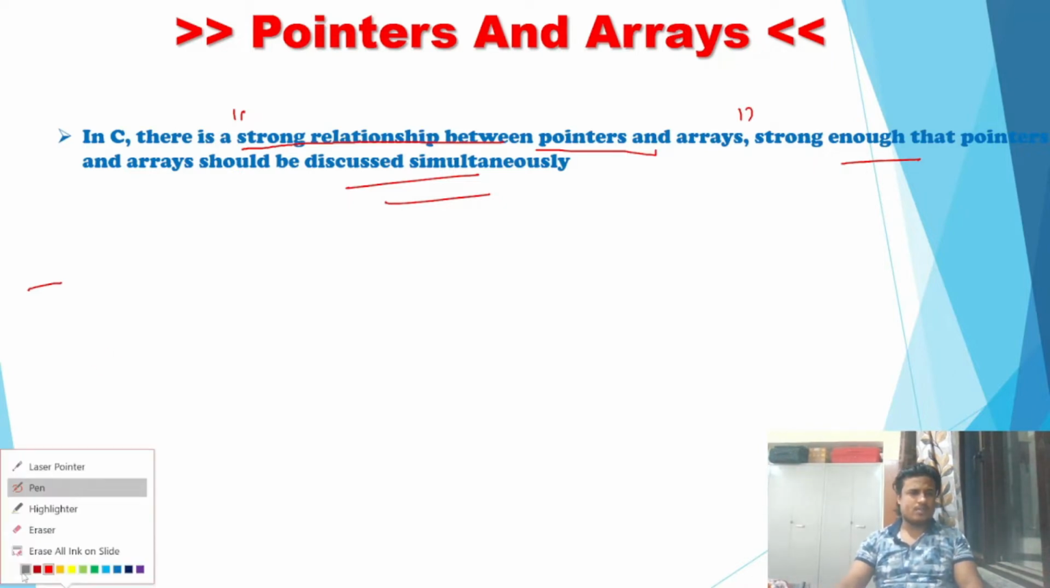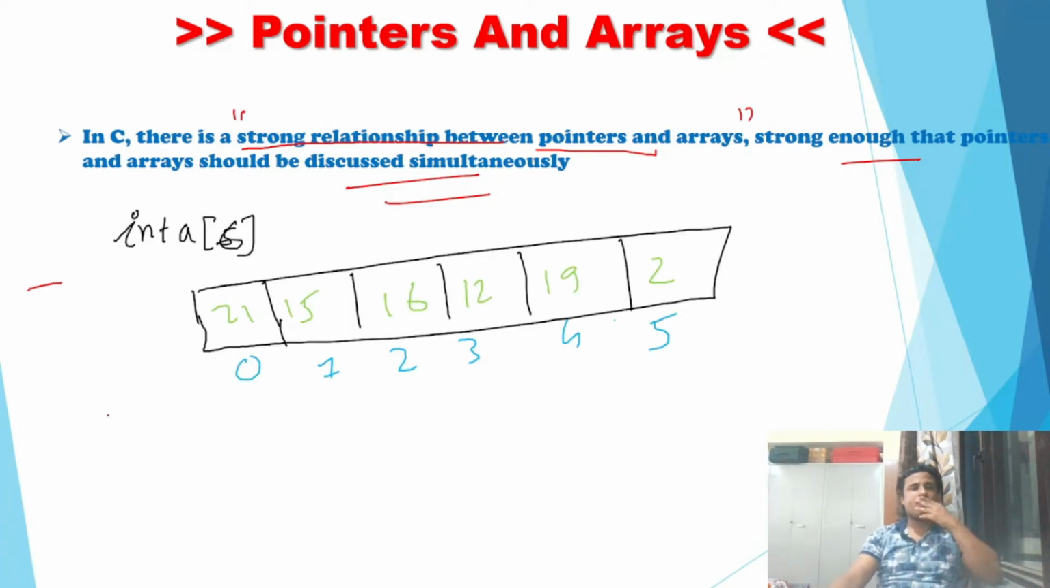Let me just show you. Suppose the same example, int A, an array. What does this actually mean? I have not gone into detail yet. I have told you that we will deal with arrays in pointers.